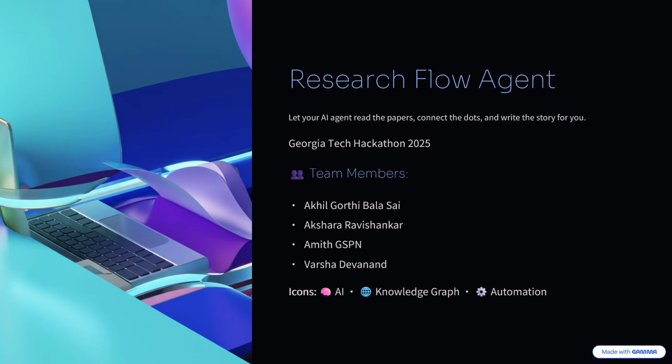Hi, our project is about Research Flow Agent. It will let your AI agent read the papers, connect the dots, and write the story for you. Our team has 4 members: me, Akhil, Akshara, Amit, and Varsha.